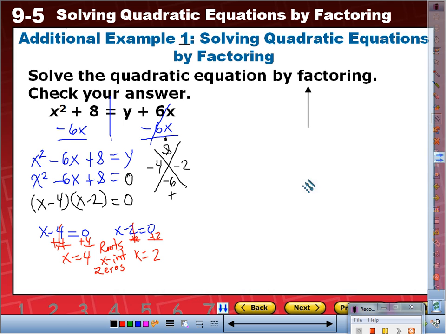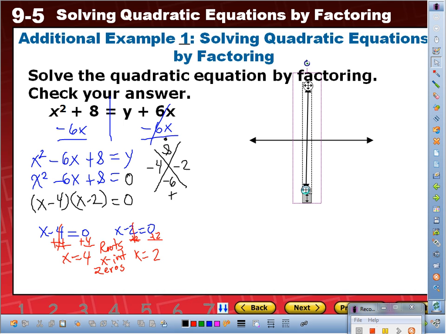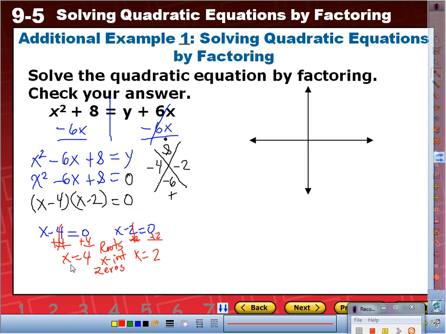Pens down, eyes up here. Here's my coordinate plane. And my computer's taking forever. Okay, there it is. All right. X equals 4. This is my x-axis. 4 is about right here. The other one, x equals 2. On the x-axis, 2 is about right there.